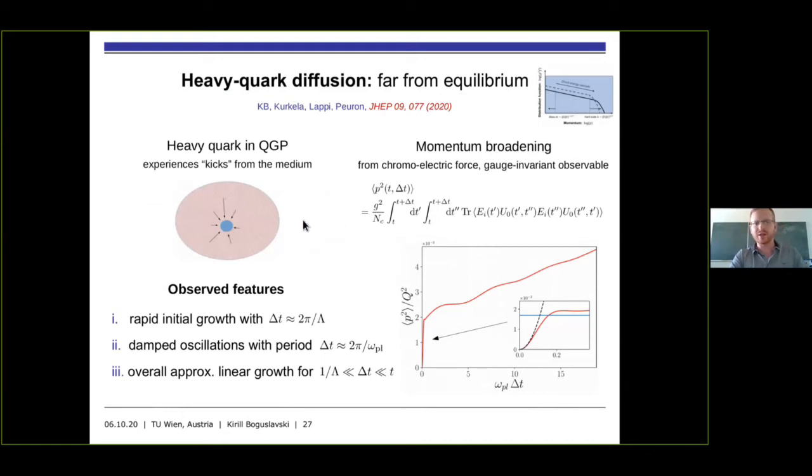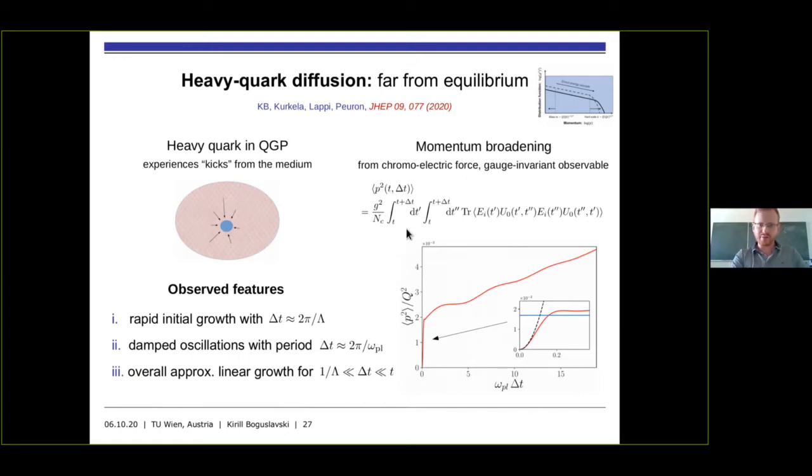Imagine the mass is so large that any motion of the heavy quark is negligible, but it still interacts with the medium and it still obtains some momentum from these interactions. If we neglect the response to them, so basically some recoil, we can just use the approximation that it's only given by a force-force correlator, which is just the chromoelectric field correlator. And this is giving you the momentum broadening of the heavy quark.